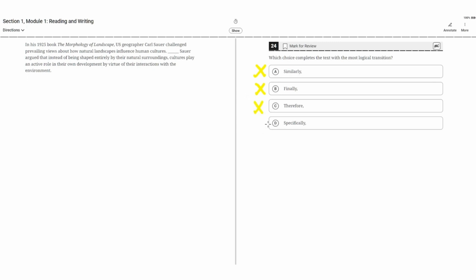D. Specifically. This seems to be correct, because specifically would imply that the second sentence goes into the specifics of the first one, which it does, where in the first sentence it says that Sauer challenged prevailing views about how natural landscapes influence human cultures, and in the second sentence he states his argument, which is that instead of being shaped entirely by their natural surroundings, cultures play an active role in their own development. So D, specifically, is the correct choice.